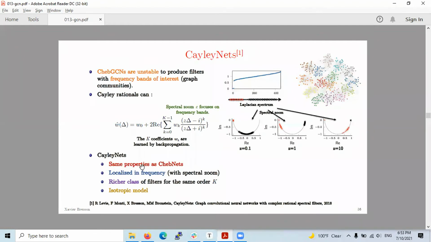Why do we do Cayley nets? They have the same property as ChebNet, but they are localized in frequency, as we have seen before. But because this is a different class of basis function, there is a richer class of filters. You have various other ways of generating orthogonal basis functions. That's why we have a richer class of filters here with the same order. And again, as we have seen before, this is an isotropic filter.